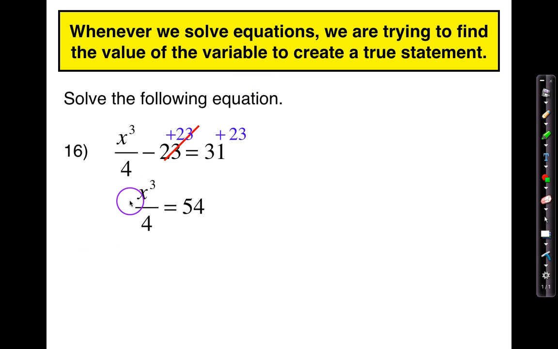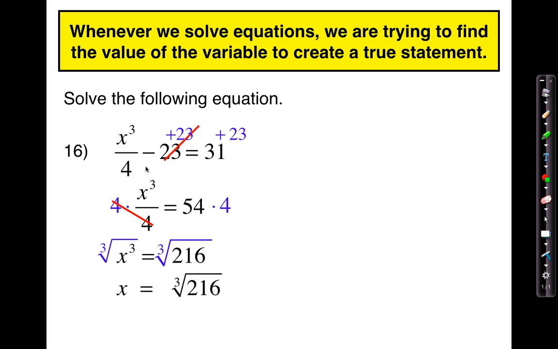Now here it says x cubed over 4. A better way to read it might be x cubed divided by 4. Why? Because then that tells me, okay, I'm going to have to do the inverse. The inverse of dividing by 4 is to multiply by 4. That's going to leave me with x cubed equals 216. So if I take the cube root of both sides, I'm going to end up with x equals 6.